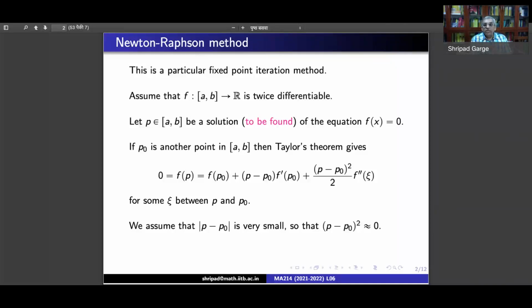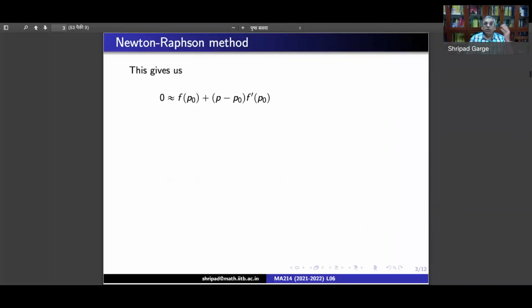Once we put that to be 0, what we are left with is only the constant part f(p0) plus the linear part (p - p0) f'(p0). This is approximately equal to 0 because that is approximately equal to f(p). So we have f(p0) plus (p - p0) f'(p0) is approximately equal to 0, or if you simplify this, this will give that p, which is the point to be found, is approximately equal to p0 minus f(p0) upon f'(p0). So we have an approximation to the point p.